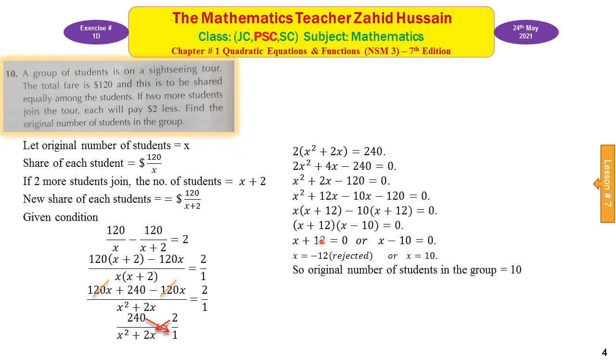But you may be asked to find the original share of each student, so that will be 120 over 10. Or you may be asked to find the share of each student when two more students join, then 120 over 10 + 2 would be the share of each student. So in this case, this is the final answer.